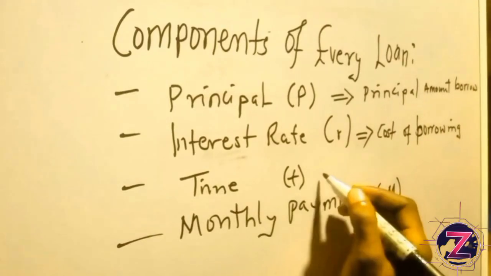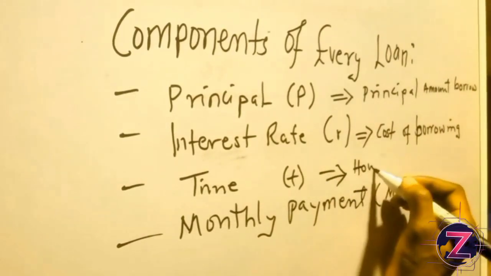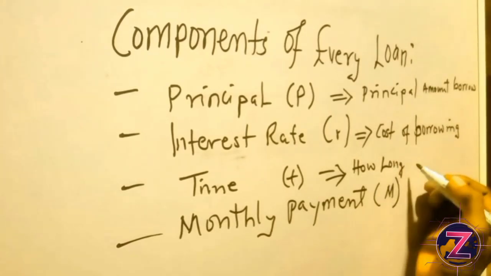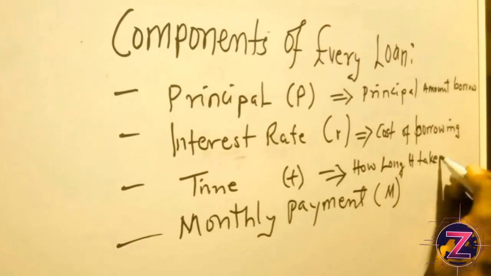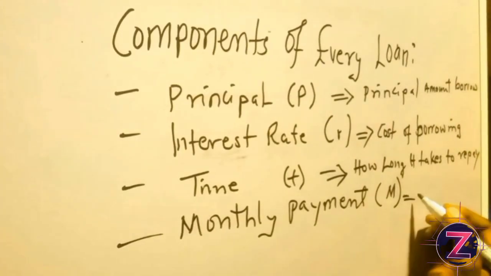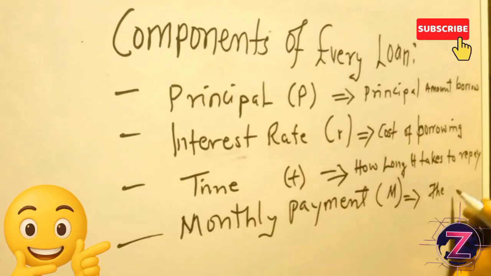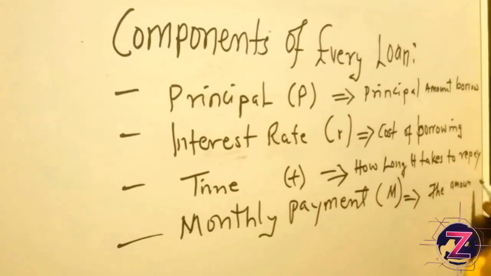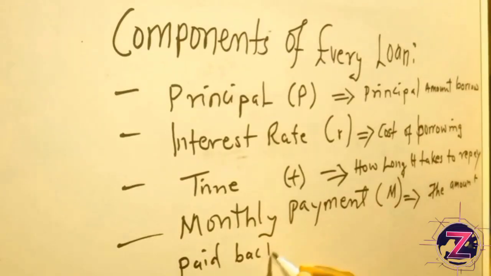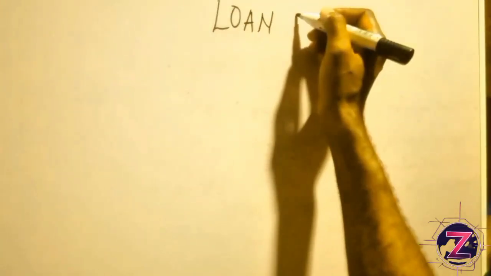The time T in the loan equation implies how long it takes to repay that loan. Then finally, monthly payment. Monthly payment M in this equation implies the monthly amount paid, or the amount paid back every month in the course of repaying that loan.